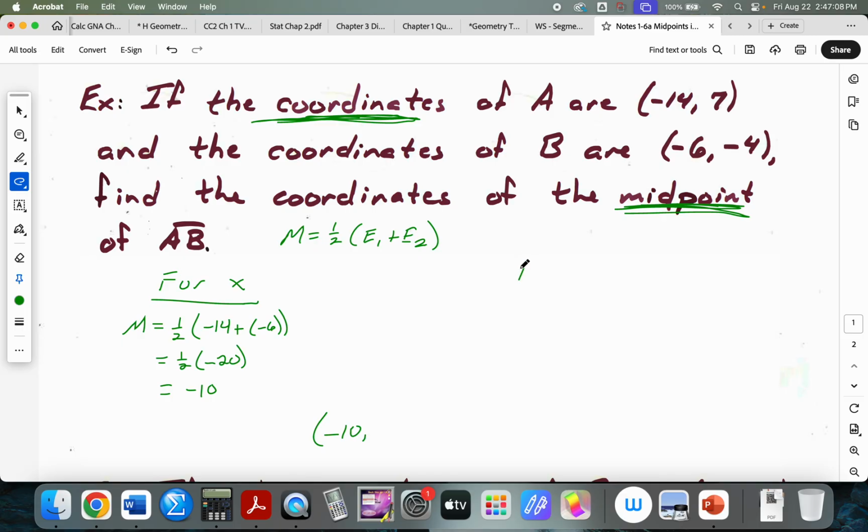And then for the Y, same thing, except I'm using the Y coordinates. The midpoint's coordinate is going to be 1/2 of 7, that's the Y coordinate for this point, plus negative 4, the Y coordinate for the second point. That's half of 3, which is 1.5.